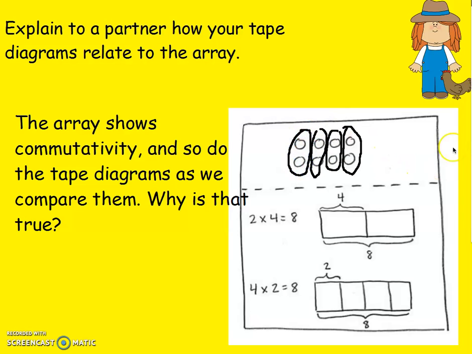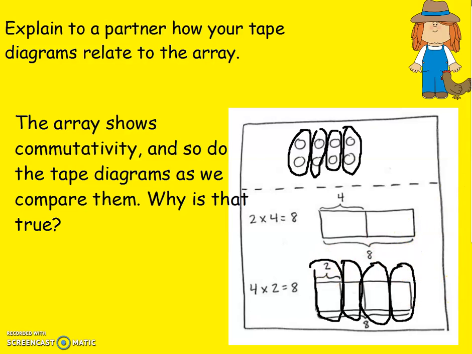Does this show us 4 groups? 1, 2, 3, 4. Yeah, that shows us 4 groups, and how many are in each group? 2, yeah. So if we circle it like this, then we can show the 4 groups. Right? So this is our 4 groups with 2 in each group.